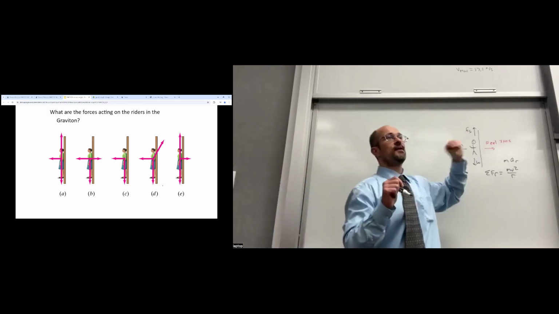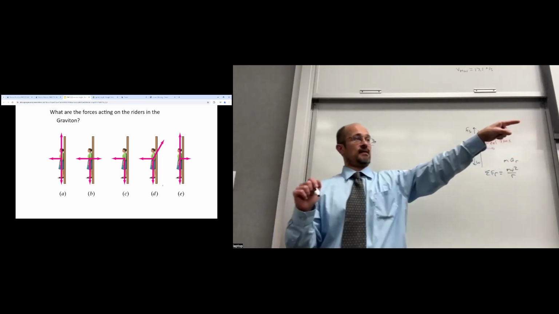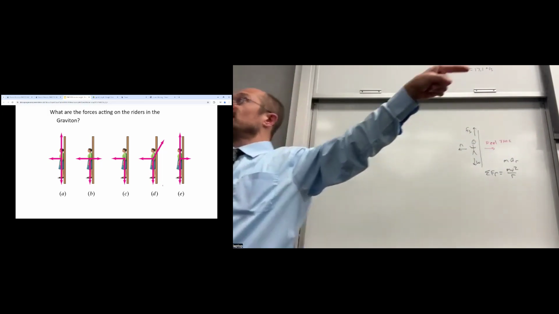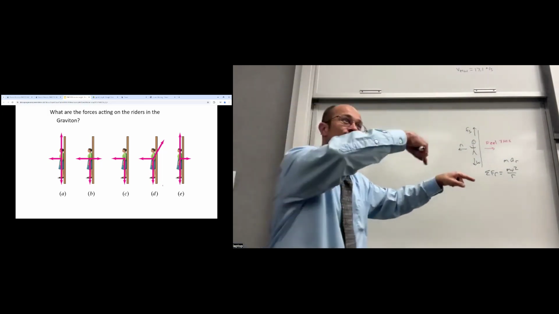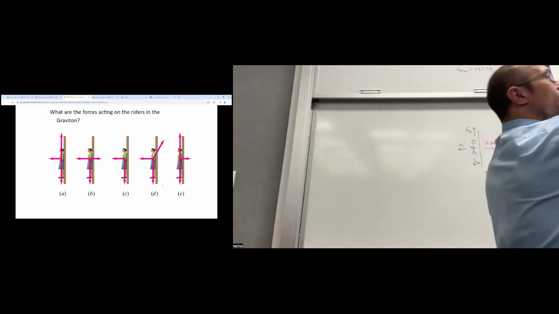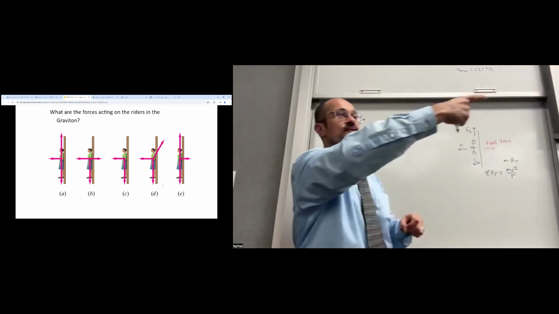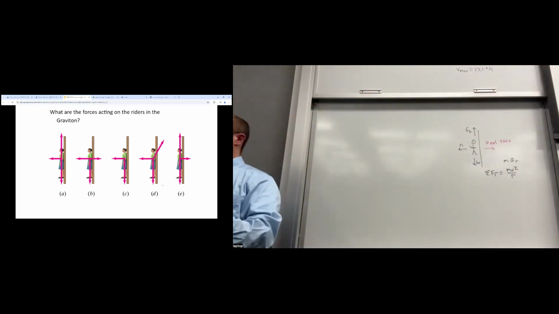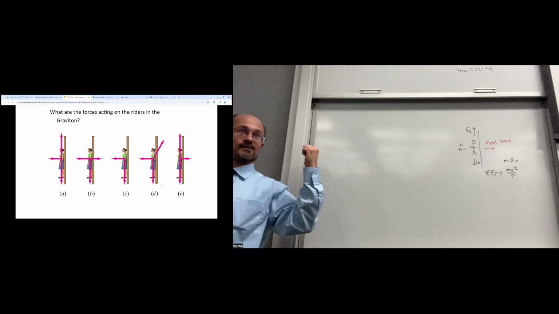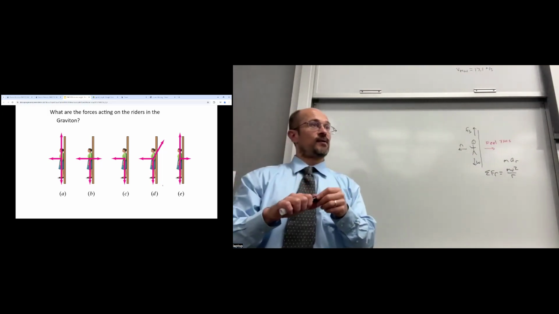Because if the wall disappeared, you would fly off like Bob did the other day, right? The wall is there to hold you to the circle. Without the wall, you'd fly off tangent to the line at the point where the wall disappeared. You wouldn't fly inwards, right? Is everyone good with that?